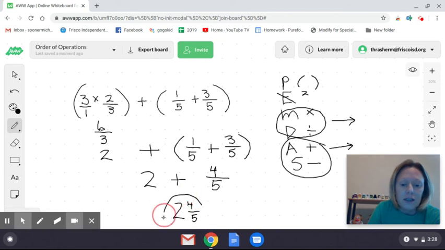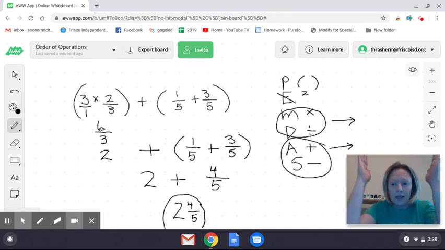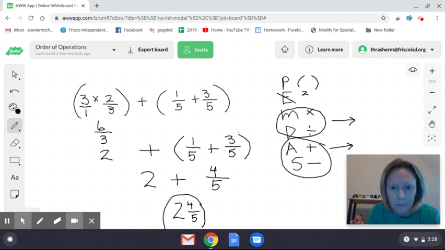I always like to circle my final answer so I can find it on my page. And remember that when you're working with order of operation problems, it gets one step smaller at a time. So you end up with a little triangle shape by the end when you're showing your work step by step.